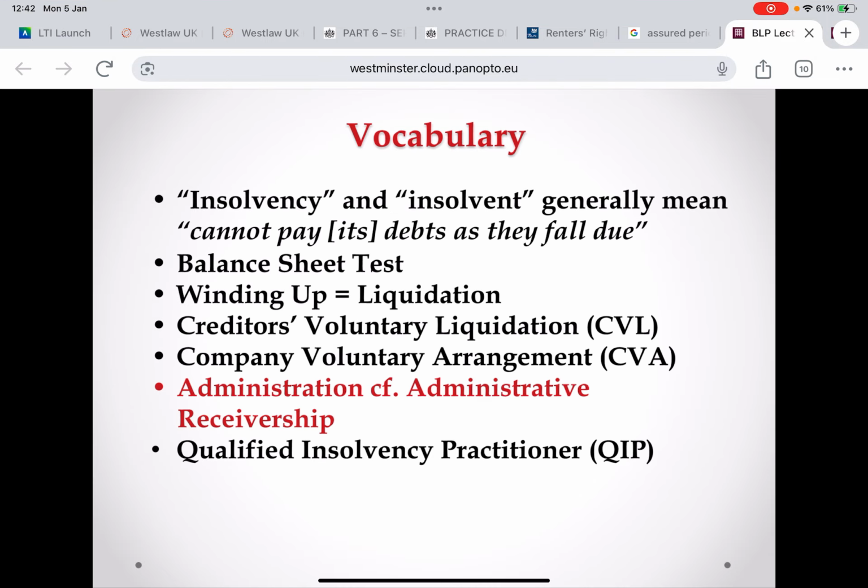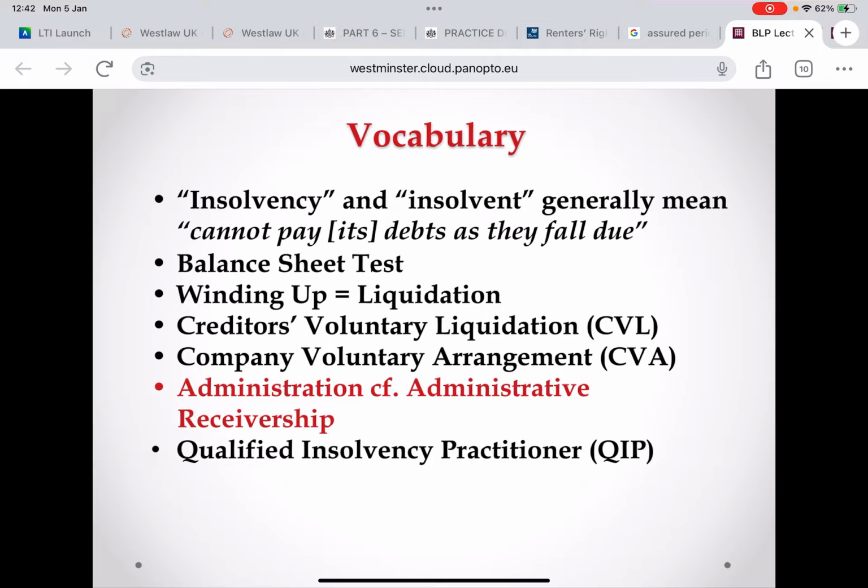Vocabulary, as we become warmed up for the session. Well, insolvency and insolvent generally mean you cannot pay your debts as they fall due. Accountants, no doubt, will also appreciate a balance sheet approach to insolvency, on which you do a comparison of the value of the assets against the overall value of the liabilities, but in that respect, taking into account both the contingent and prospective liabilities of the company long term.